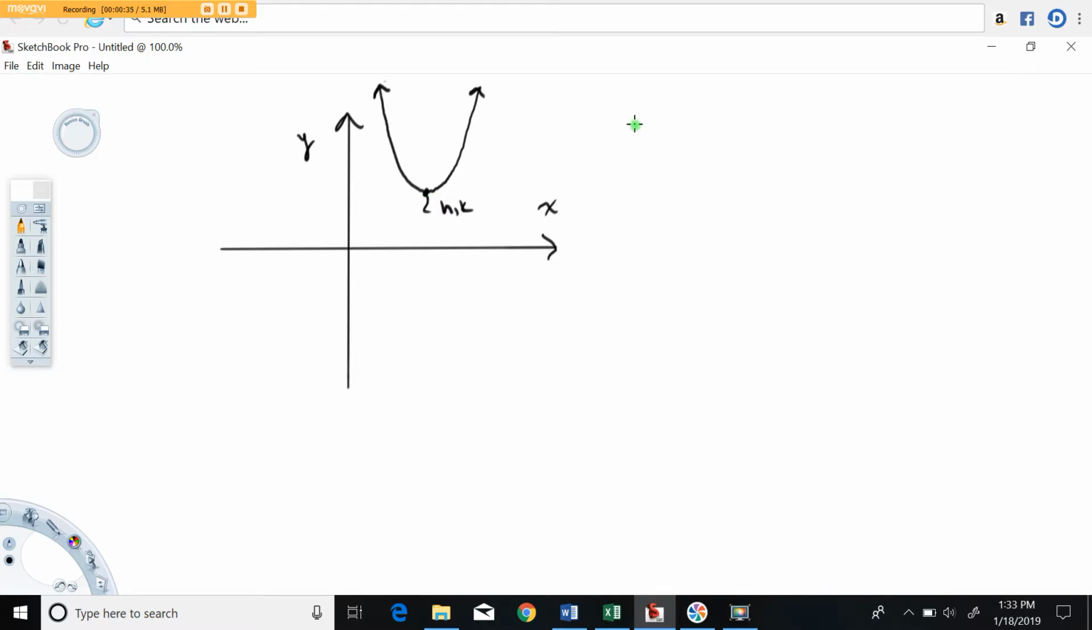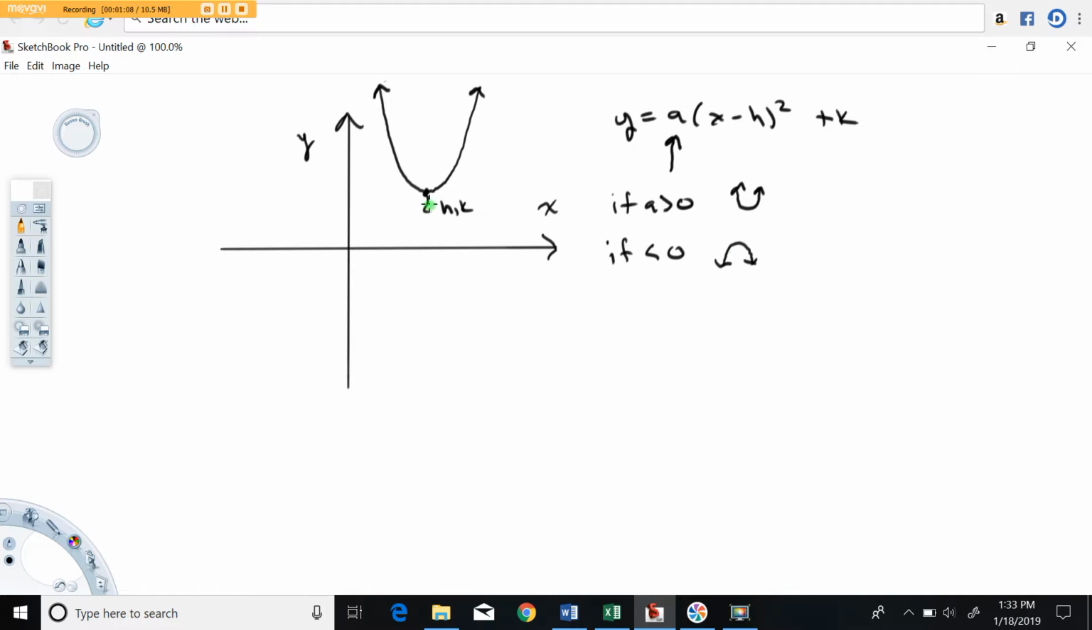And equation-wise, parabolas have what's called a standard form to them. The standard form for a parabola is y equals a times x minus h, quantity squared, plus k. In this equation here, a is some number. If a is positive, it means that the parabola opens up. So if a is greater than 0, then the parabola looks kind of like this. If a is negative, it means the parabola opens down. So if a is less than 0, then we got a parabola that's something like this.